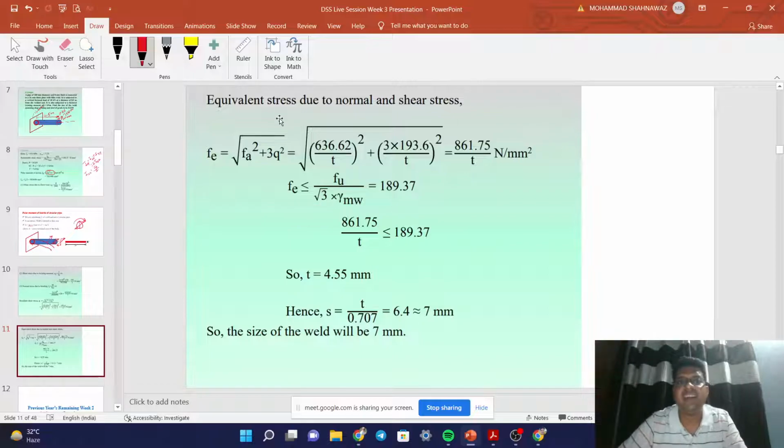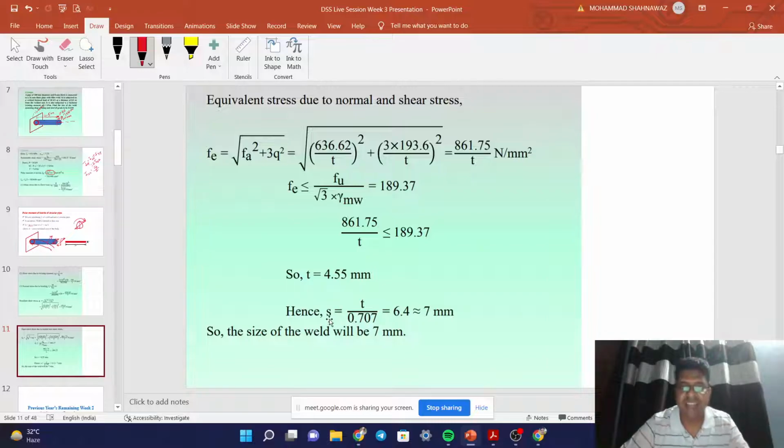So finally, the equivalent stress due to normal and shear. Here the combined effect is coming into the picture. So we are using the equivalent stress due to normal and shear stress, equal to root of fa square plus 3q square, and putting all these values we are getting it as 861.75 upon t, and it should be less than or equal to fe, meaning the stress which we have already calculated for our welded portion as fu upon root 3 upon gamma mw, which is 189.37. So equating both these terms, we are getting t equal to 4.55 mm.